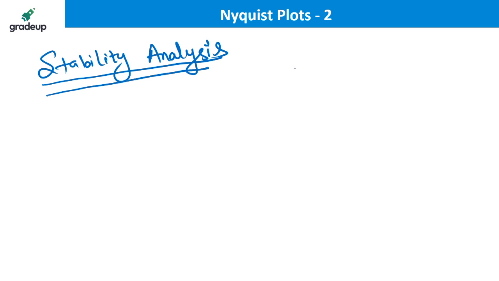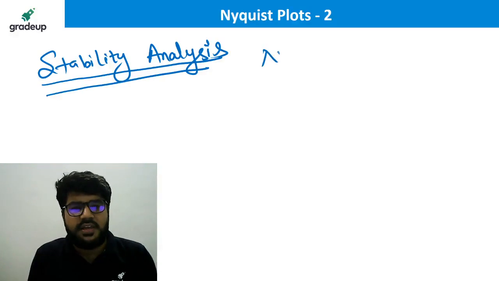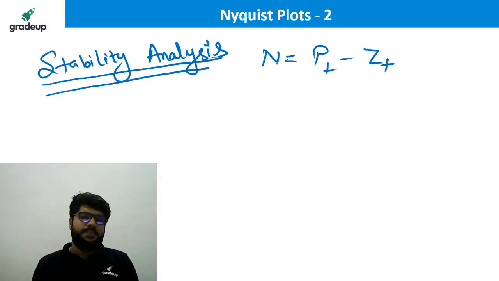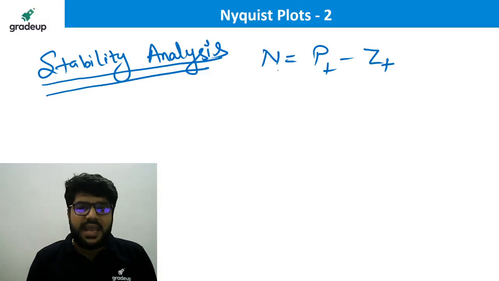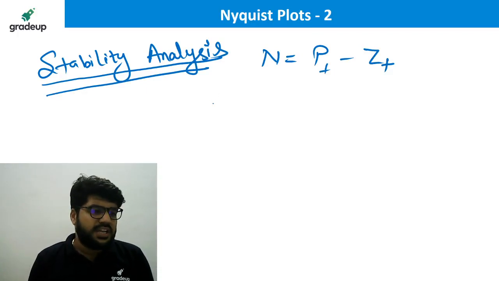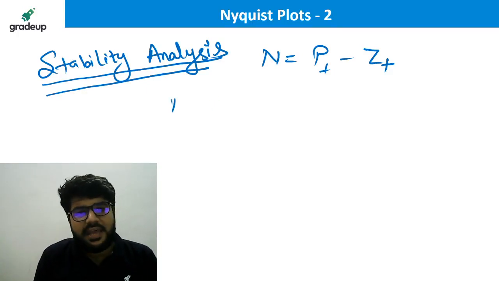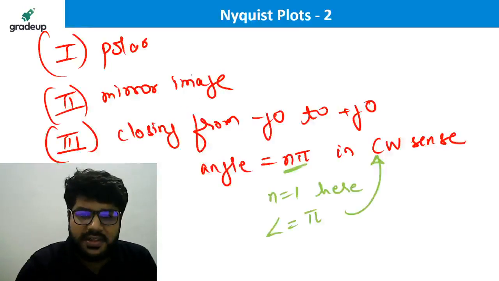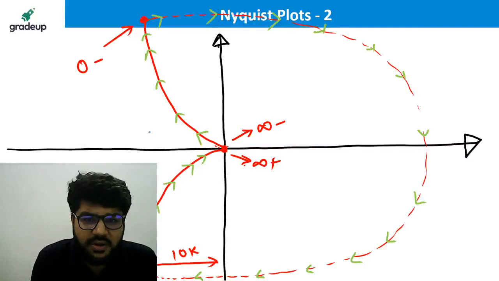And what is the stability analysis? Now you have to recall yesterday's discussion. What did we learn for the stability formula from the Nyquist plot? That whole complete derivation: N is equal to P plus minus Z plus. What is N? What is P plus? What is Z plus? N is equal to the number of encirclements of minus 1 comma 0, which lies on the negative x-axis.